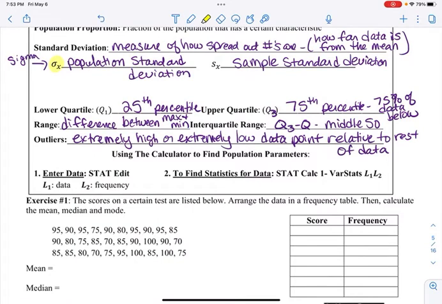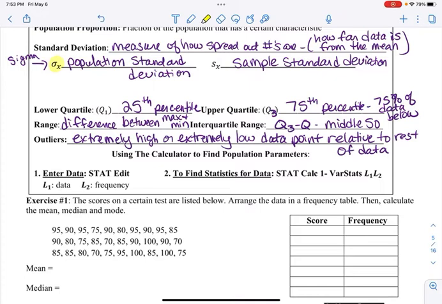And then this is stuff that you probably did in statistics, if not in algebra back in middle school. The lower quartile, Q1, is the 25th percentile. The upper quartile, Q3, is the 75th percentile. So basically, that doesn't mean that you got a 75, but if you take a standardized test and your score is in the 75th percentile, that means that 75% of the data is at or below that score.